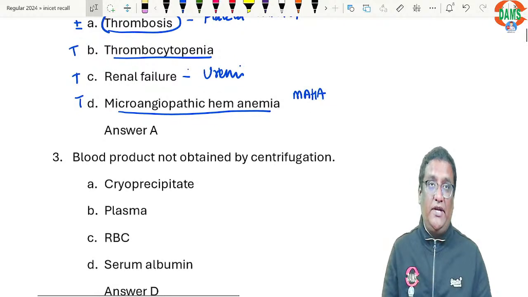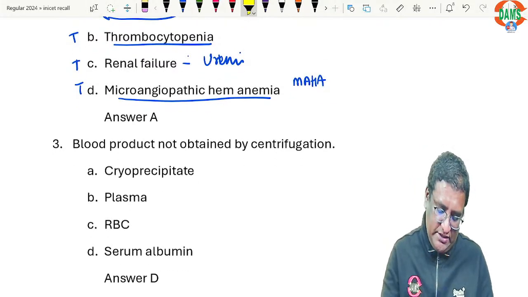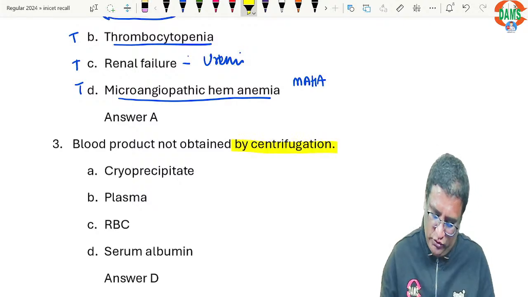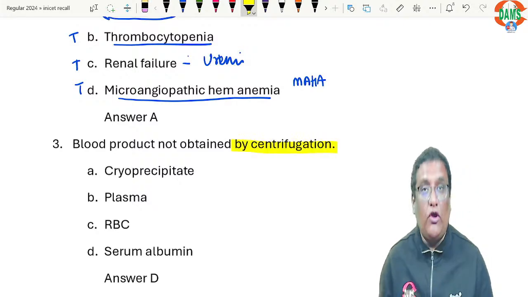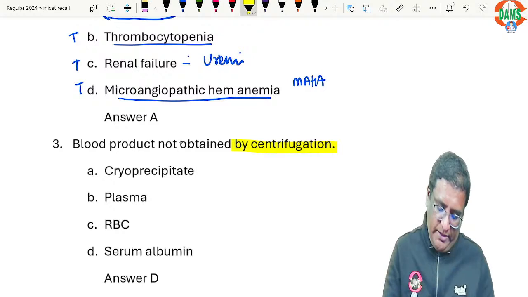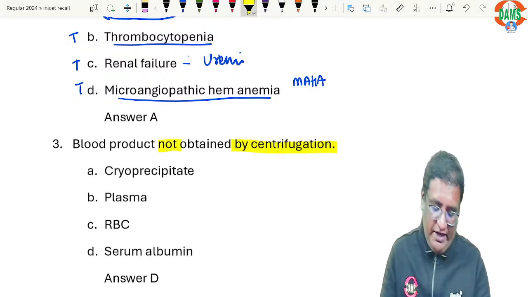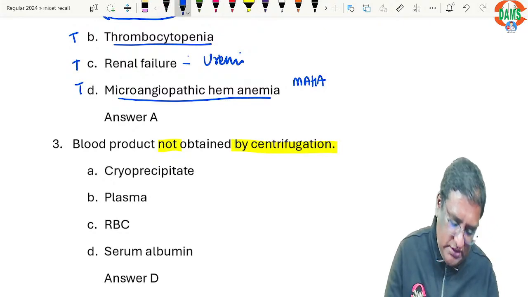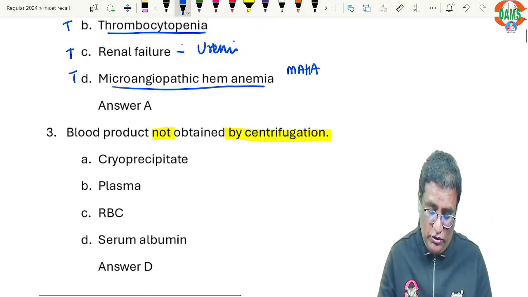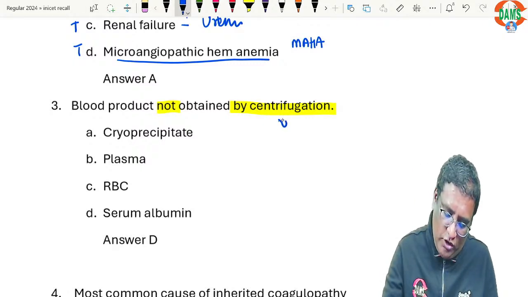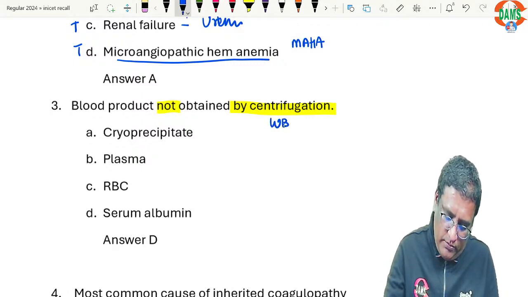Next, question number 3. Again, this we discussed in the class. What is the blood product not obtained by centrifugation? Which product is obtained not by centrifuging the blood? We did not discuss this in detail, but I want to give you the detail since the question has been asked. We collect whole blood, 450 ml.